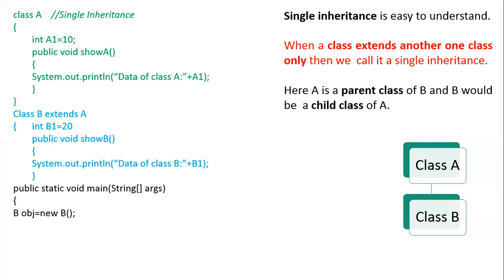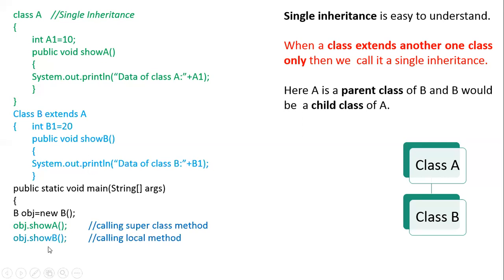Now in class B we will write the main function, and in the main function we will create an object of class B, and using that object first we will call the method of the parent class, show A, and then we will call the method of child class B. This is going to be the output of this program. So this is an example of single inheritance.